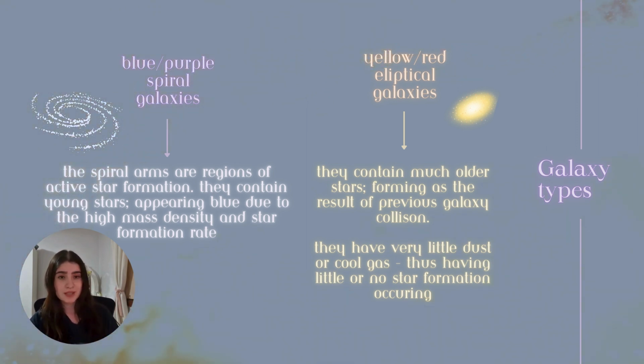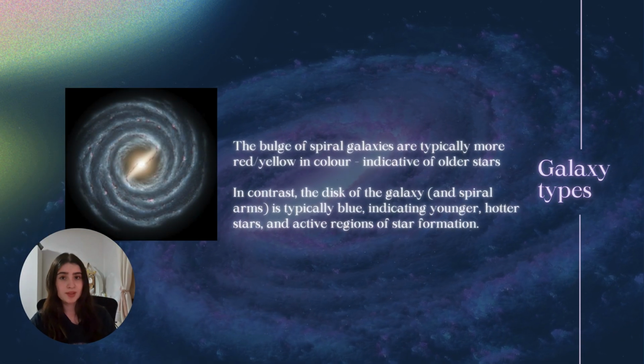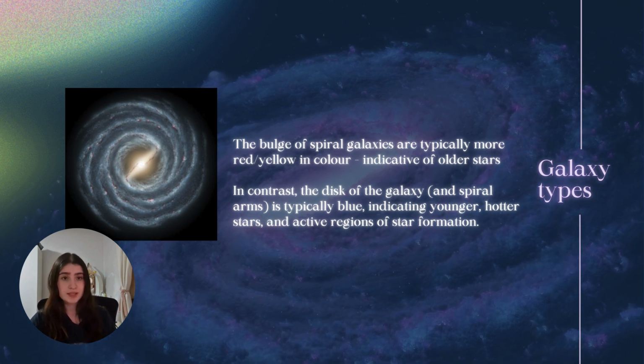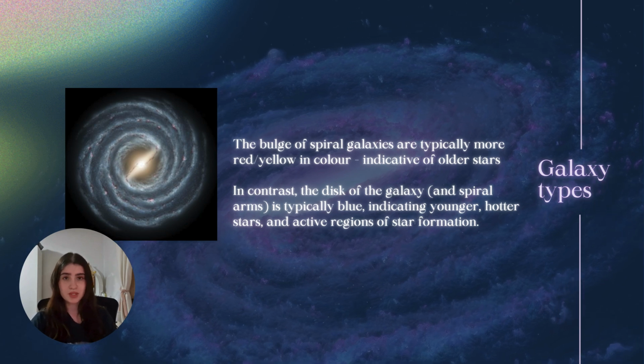They have very little dust or cool gas, thus have little to no star formation occurring. The bulge of spiral galaxies are typically more red to yellow in color, indicative of older stars. In contrast, the disk of the galaxy is typically blue, indicating younger, hotter stars and active regions for star formation.